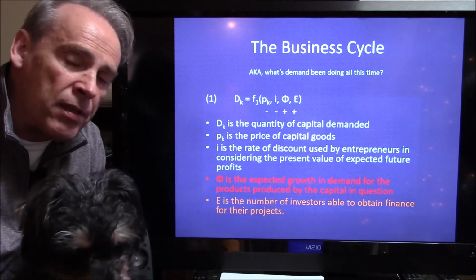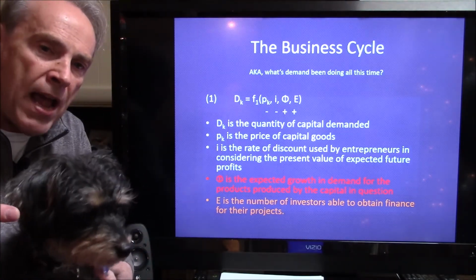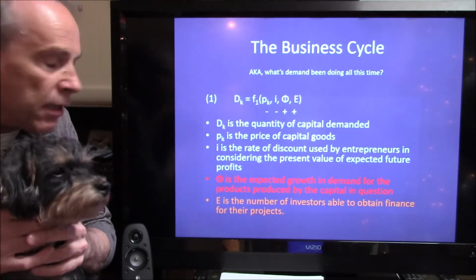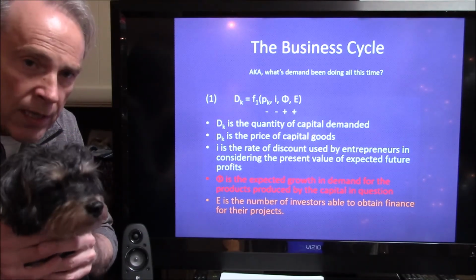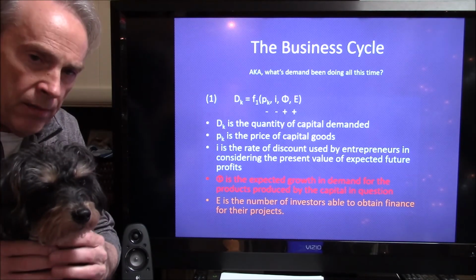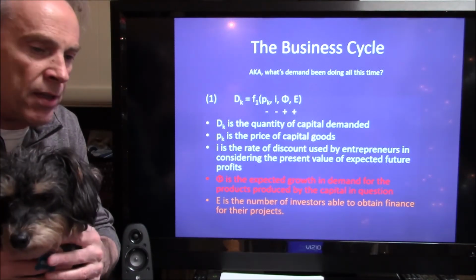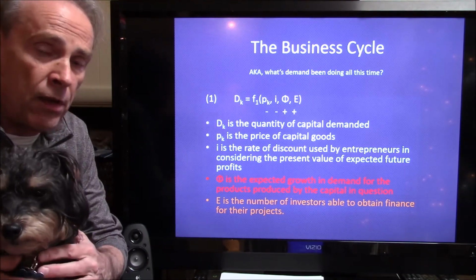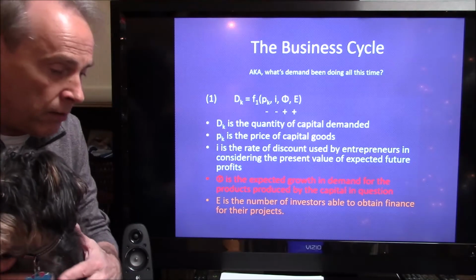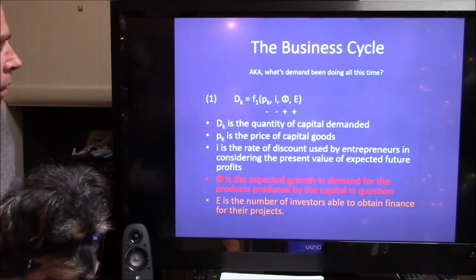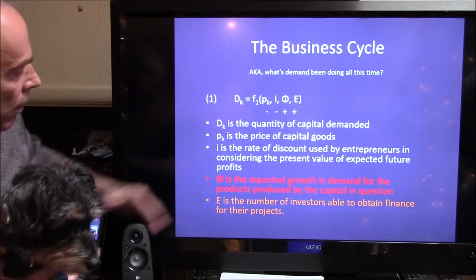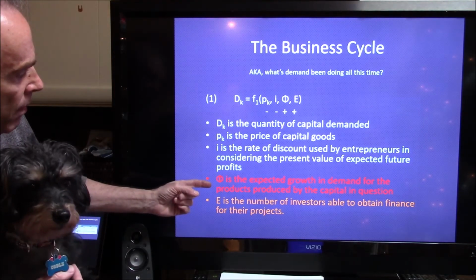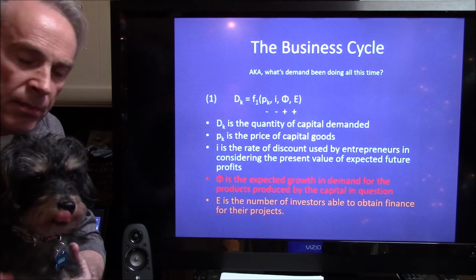How do we actually get a business cycle? Why is it that that's not what really happens? Why is it that instead we get expansion, recession, expansion, recession? It is because the demand curve is going to keep shifting in a predictable manner. Not in a predictable manner in which you can say, oh, it's going to be next week, but in a predictable manner in that we know one of these axes is going to follow the other, is going to follow the other, in a predictable pattern, right? So remember the equation here for the demand curve, and think in particular about the expected growth in demand for the products produced by the capital in question.